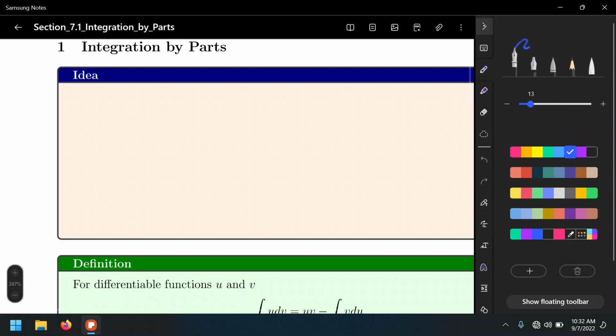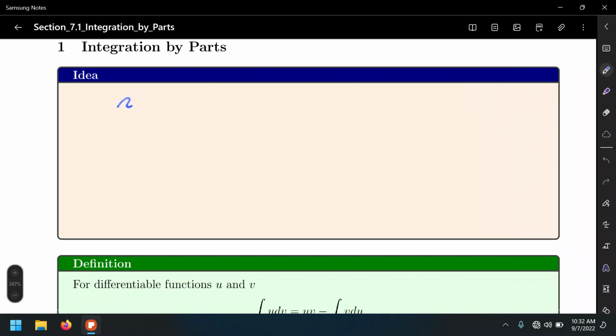So consider the product of a function u times v. If we take the derivative with respect to x, what are we going to get? Well, that's u prime v plus v prime u.